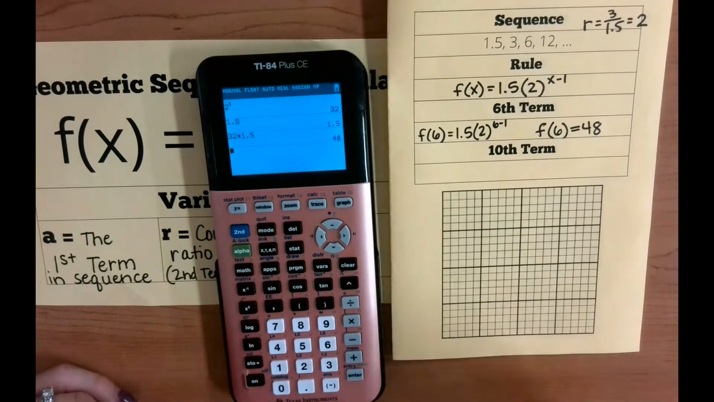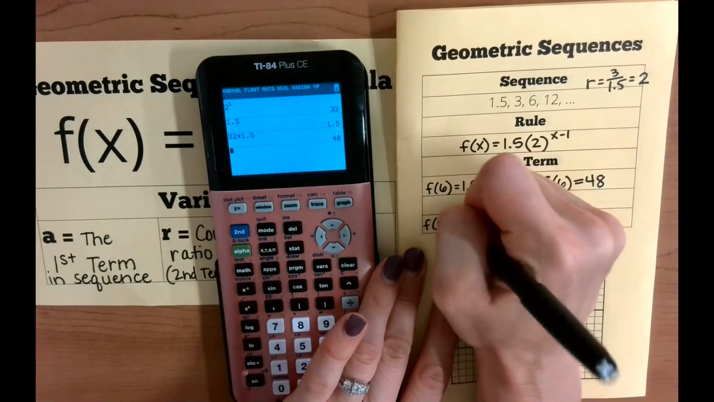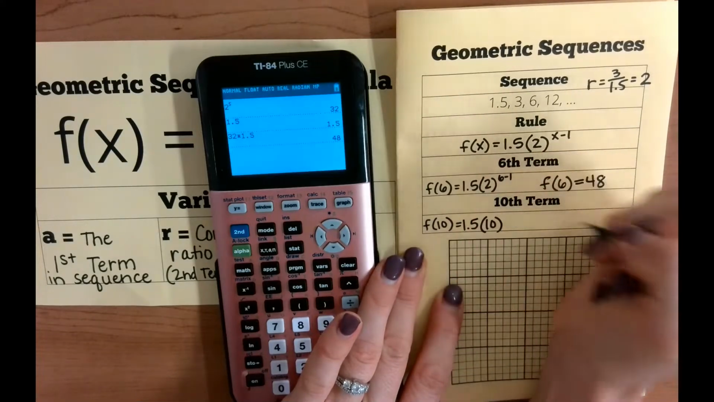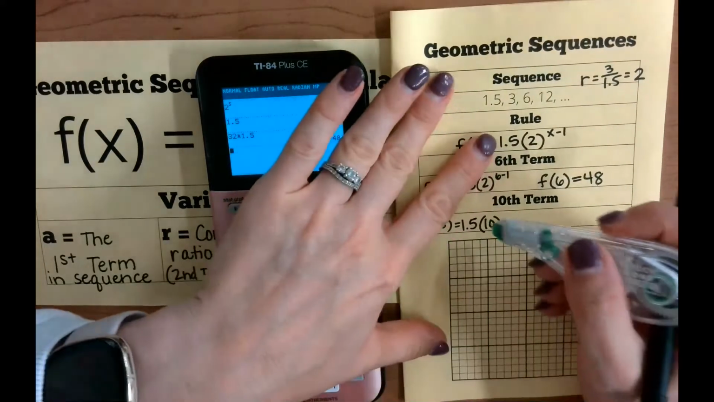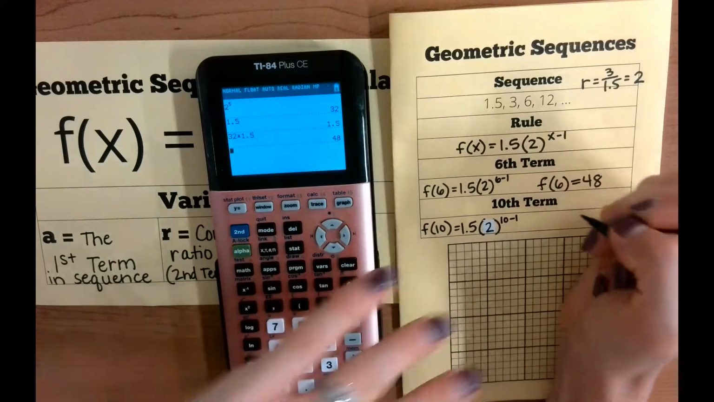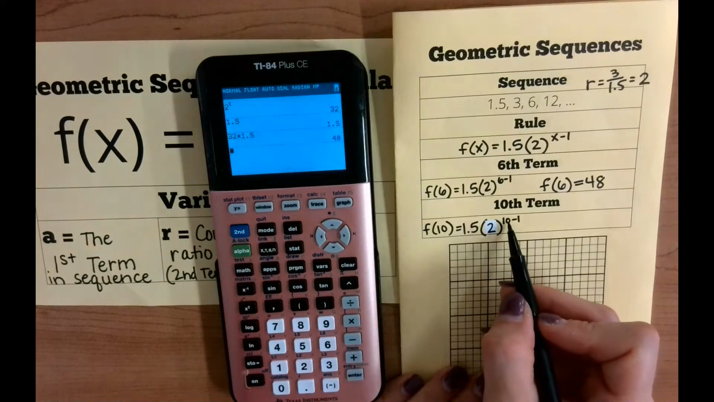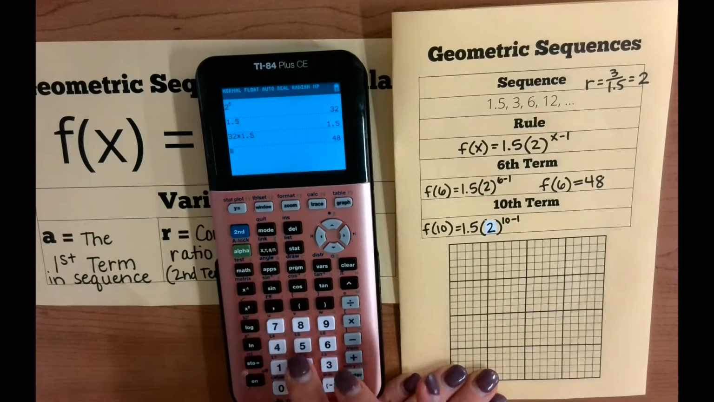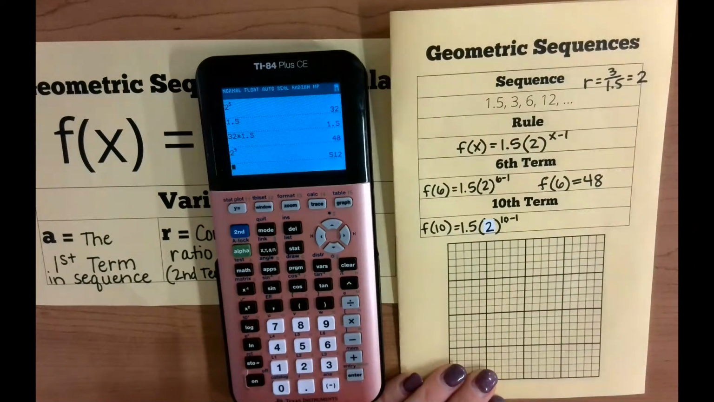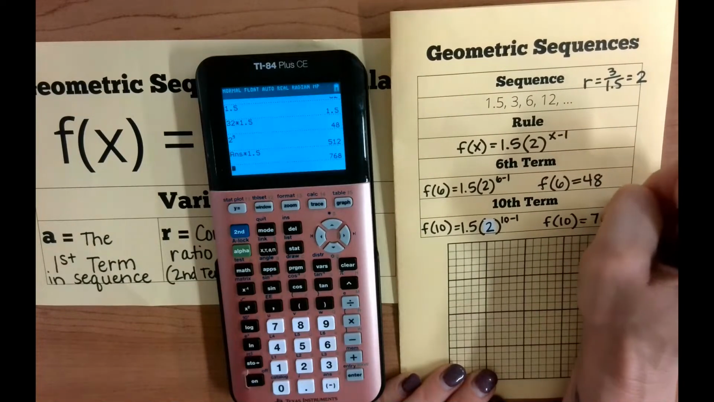For graphing it, I am skipping the 10th term. So the 10th term, f of 10, equals 1.5 times 2 to the 10 minus 1. All right, same thing, simplify the exponent first. 10 minus 1 is 9, so I would do 2 to the 9th power. 512 times 1.5, and our 10th term is 768. So f of 10 equals 768.